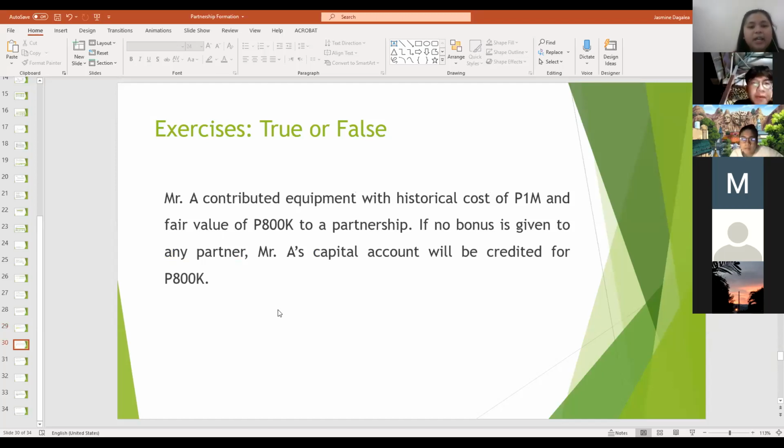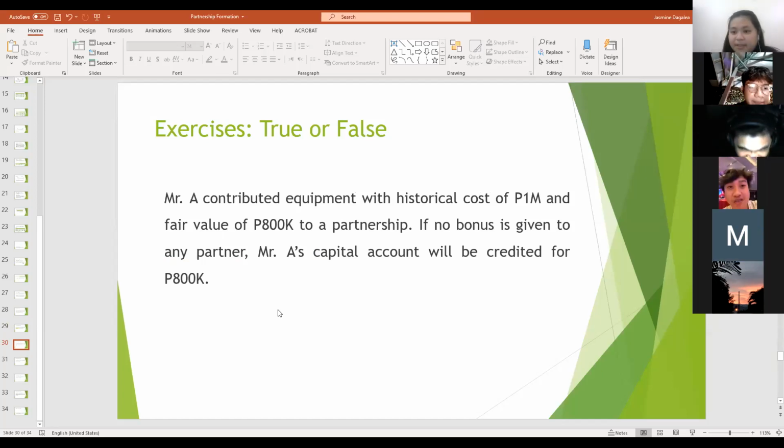Next, number 3. Mr. A contributed equipment with historical cost of 1 million and fair value of 800,000 to a partnership. If no bonus is given to any partner, Mr. A's capital account will be credited for 800,000. True or false? False. Bakit false? Ano dapat?